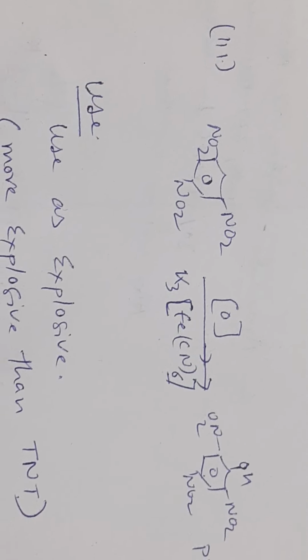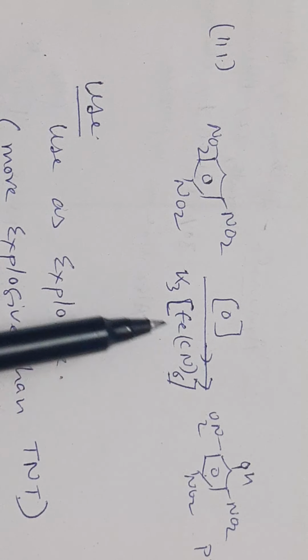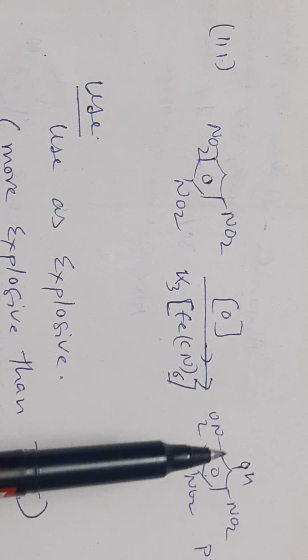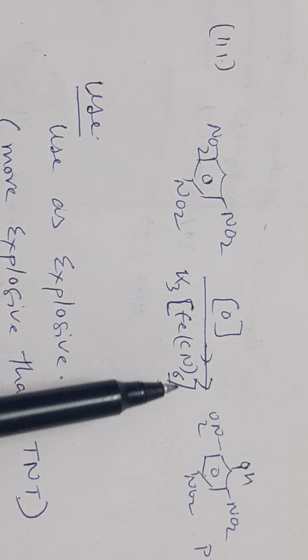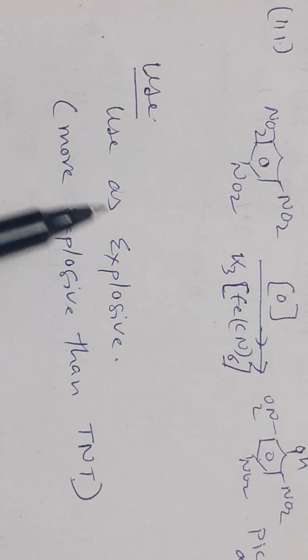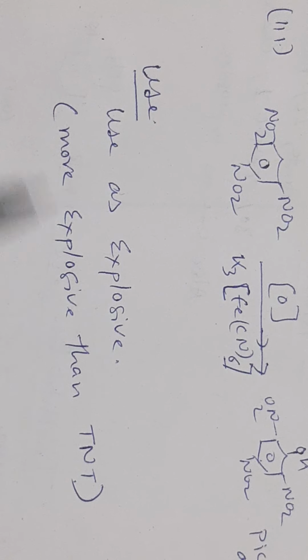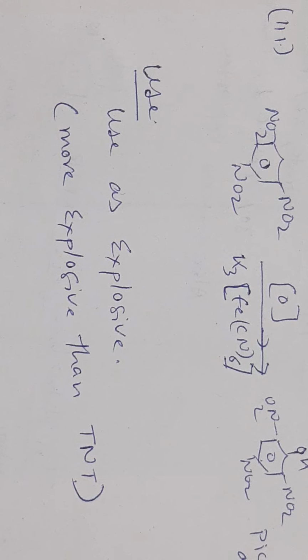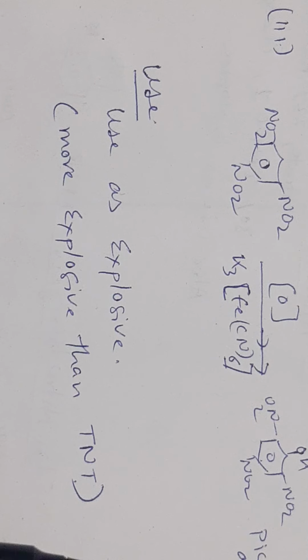Another reaction of TNB: when oxidized with potassium ferrocyanide in the presence of NaOH, it gives picric acid. So picric acid can also be obtained from the TNB. And another use of TNB is that it is also used as an explosive. TNT and TNB both are explosive, and TNB is more explosive than the TNT. So this is all about the nitroaromatic compounds, that is, the mono-nitro aromatic compound nitrobenzene, the dinitro aromatic compounds and the trinitro aromatic compounds. Thank you.